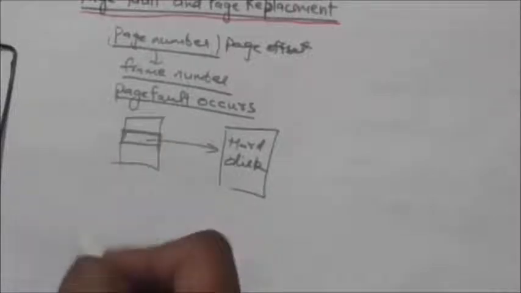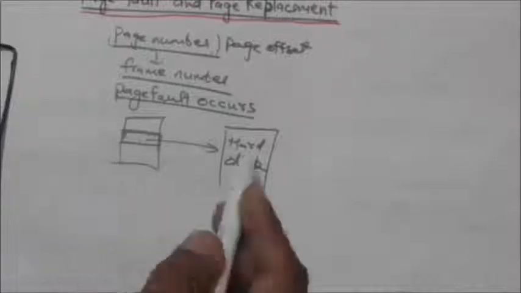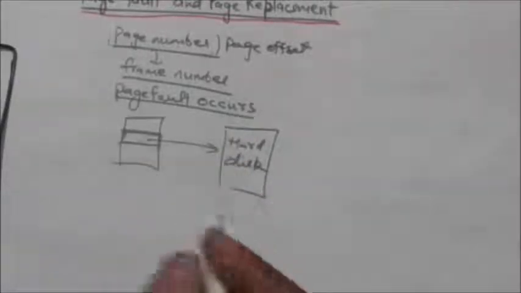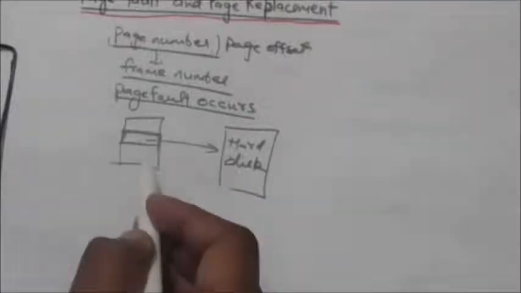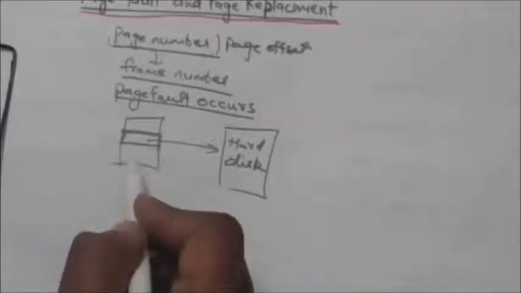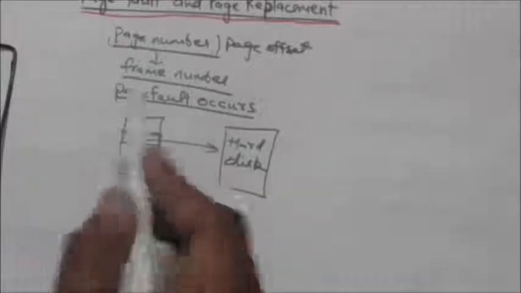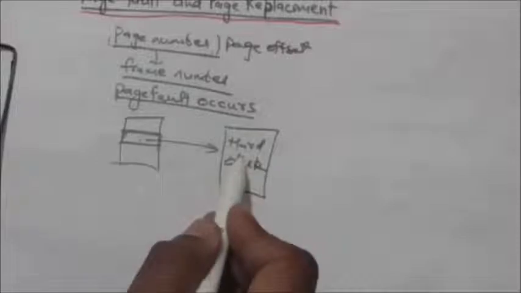Suppose the main memory is full. There is no available free frame in main memory. So where will we keep this newly arrived page in main memory? For that purpose we need to make space for that page. So for this what we do, we select a page from main memory, and the selected page is transferred from main memory to hard disk.